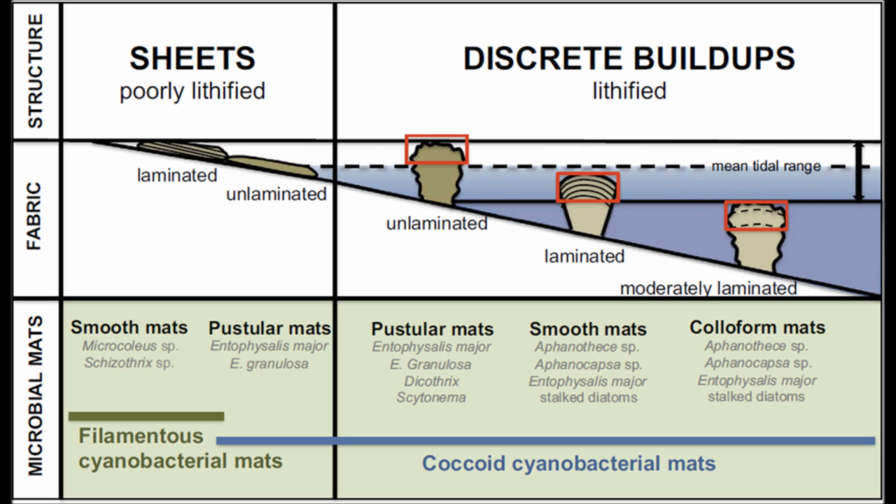Another difference is that we find filamentous cyanobacterial mats are found dominantly in the upper intertidal, whereas coccoid cyanobacterial mats are found more towards the subtidal. Filamentous means they're filaments, they're like fingery, and coccoid are like little balls of microbes.